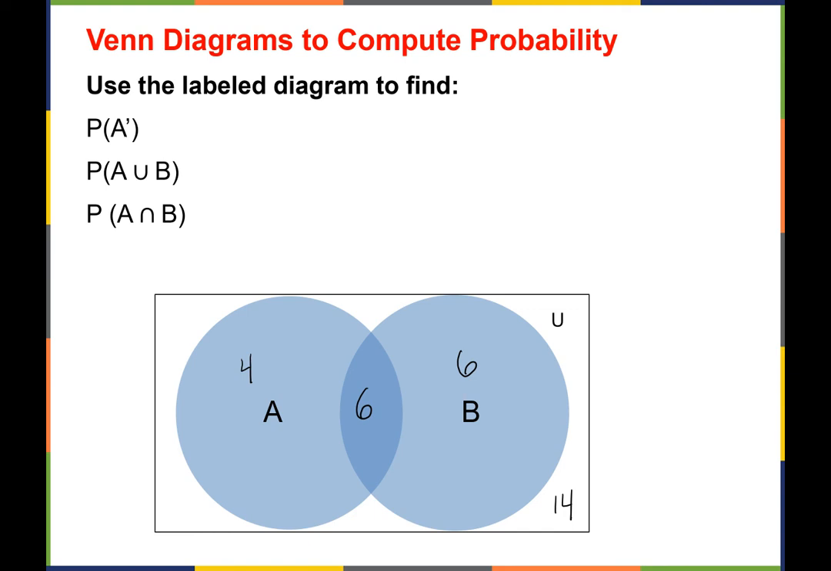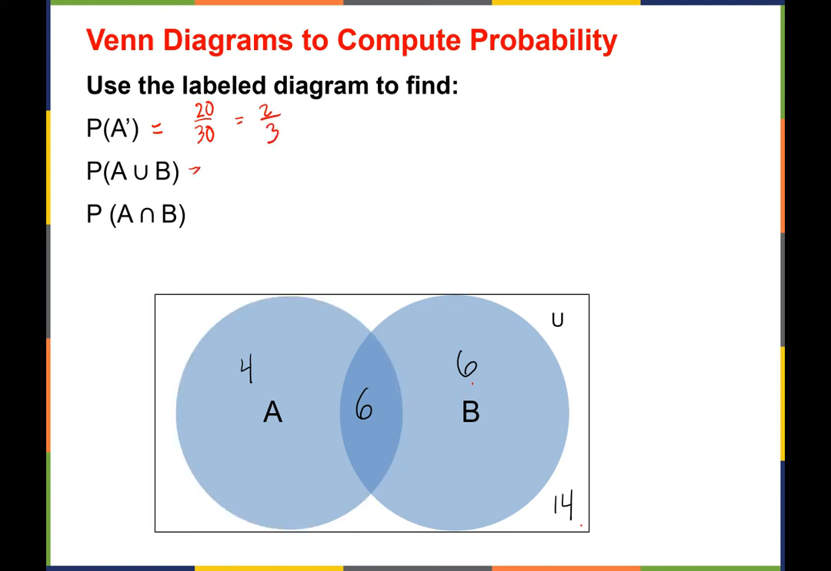All right, are you back? Well, let's figure out what's not A. Okay, well, A is here, right? That's A. Not A is everybody else. So there's a 6 and a 14. That's 20 out of 30. So that's 2/3.